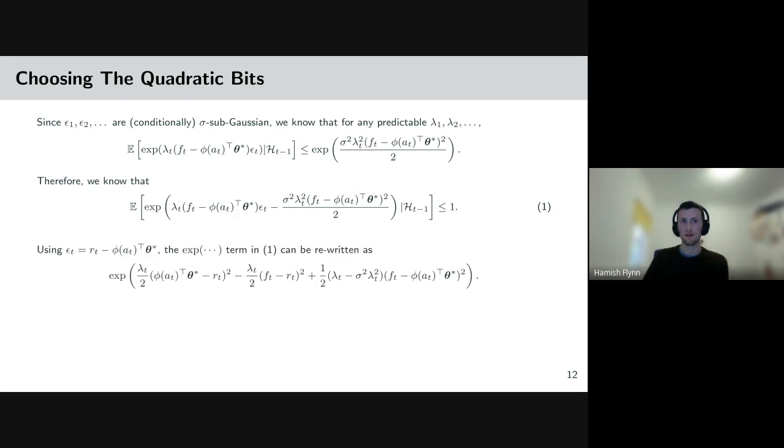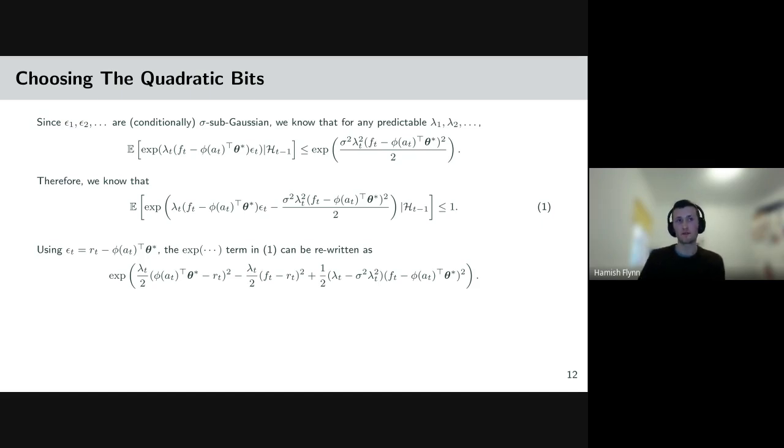Okay, so I'm now going to simplify this a bit, but as is the way sometimes, I've actually got to make it a bit more complicated first before I can simplify it. So I claim that if you rewrite epsilon t as r_t minus phi of a_t times theta star, and then do some algebra, then the exponential term in equation 1 can actually be rewritten as the following quantity.